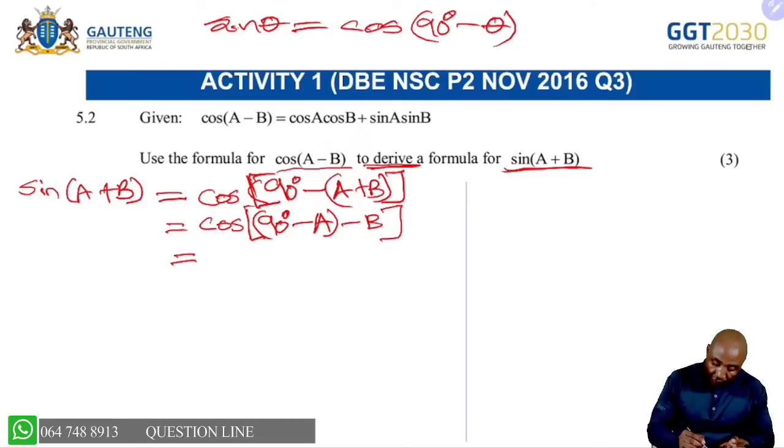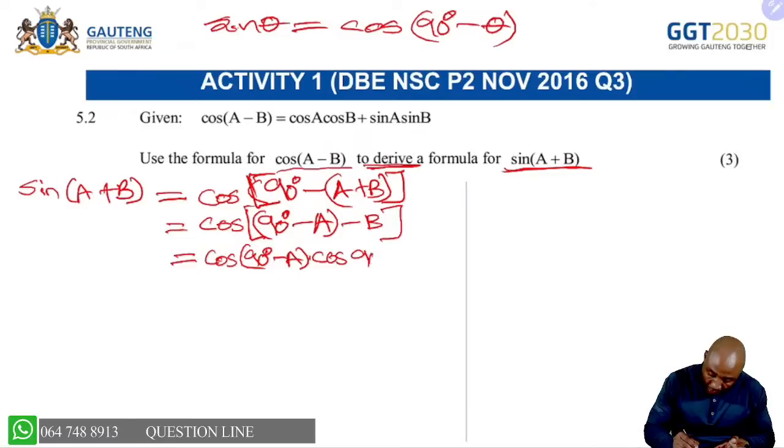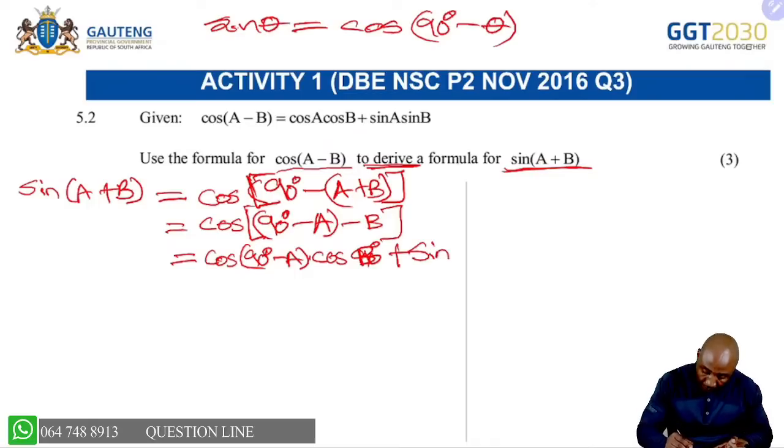And this will give me my cos, when I substitute, cos 90 minus A times cos B, minus, what will I have? Because it's a plus, sorry, sine 90 minus A times sine B.